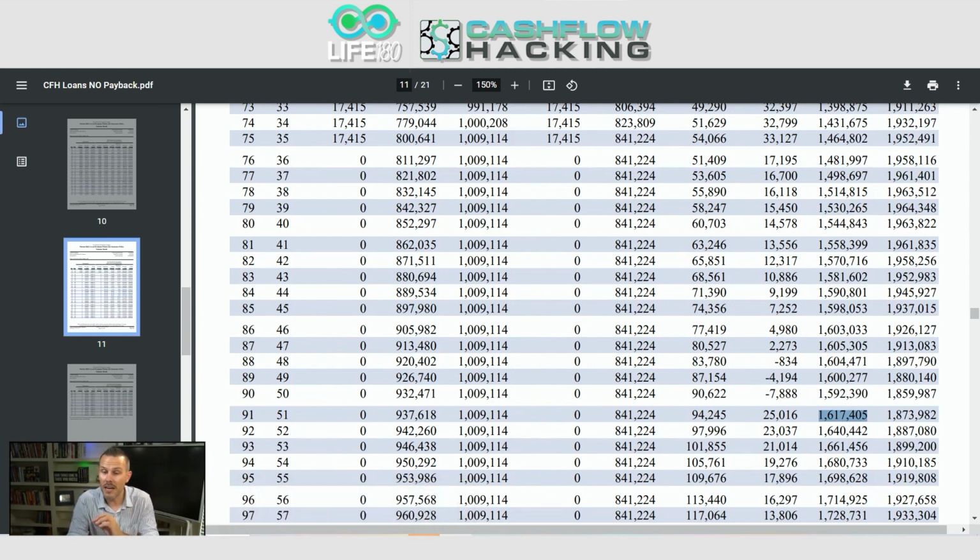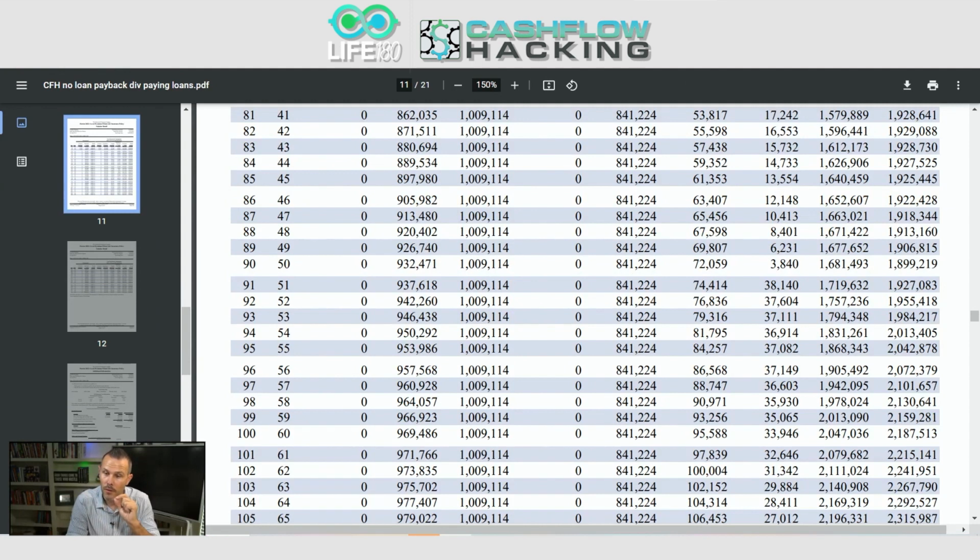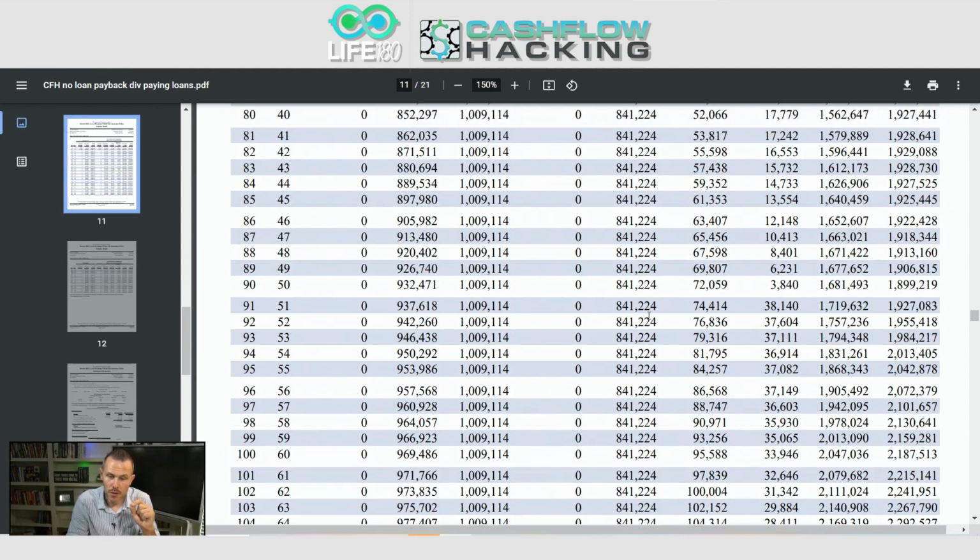1.617 is without managing the loans at all and without utilizing the dividends to pay the loans. But if we utilize the dividends to pay the loans, we have 1.719 million at that point in time with more death benefit as well. So it's interesting, because instead of using the dividends to buy more paid up additions, we're utilizing the dividends to control our interest expense, and it's actually allowing the policy to become more efficient.